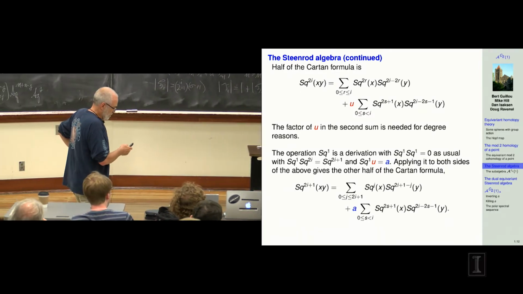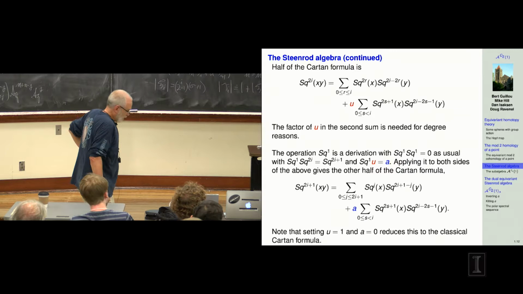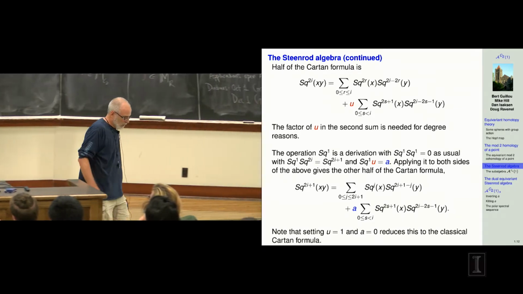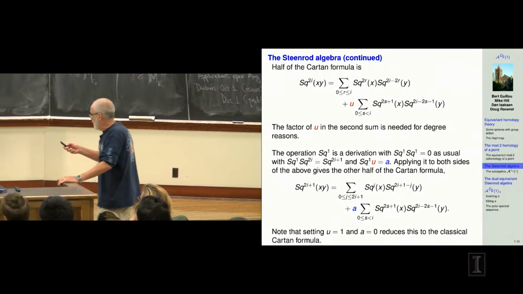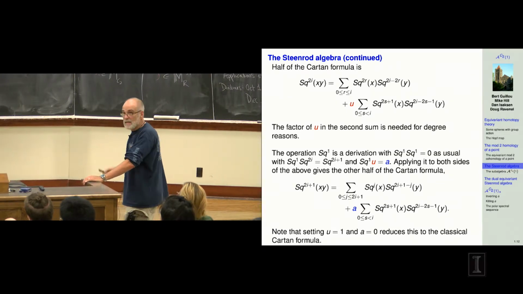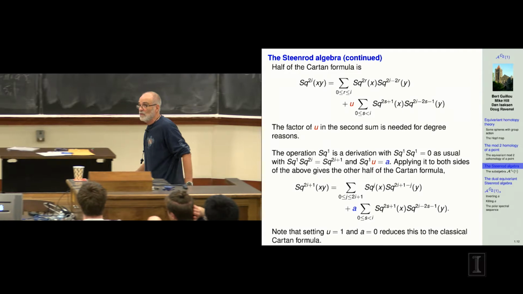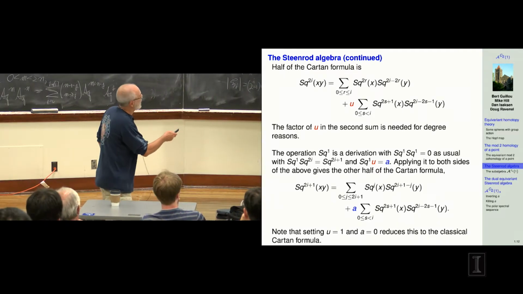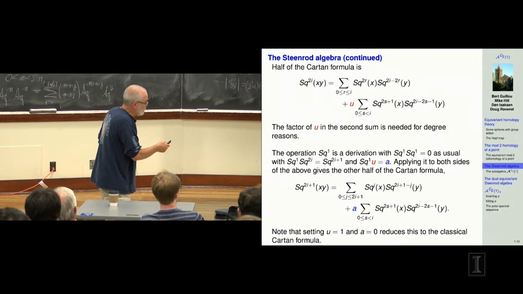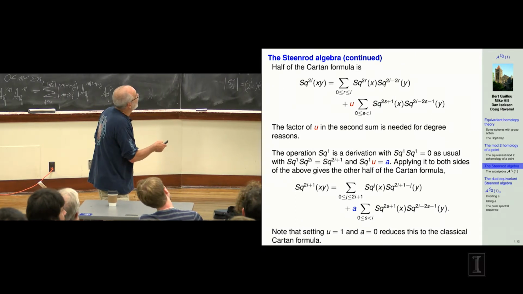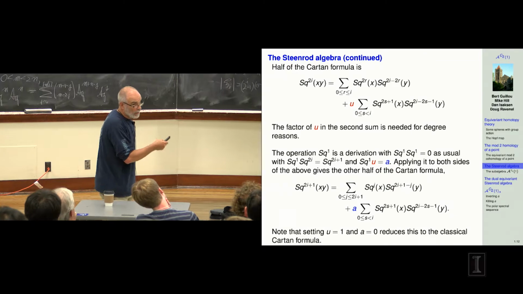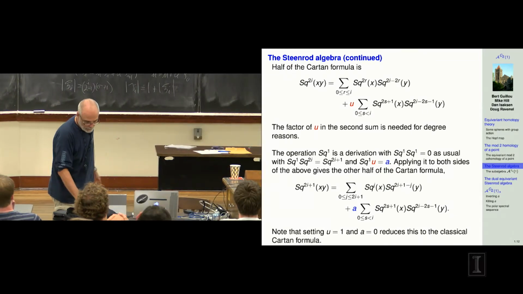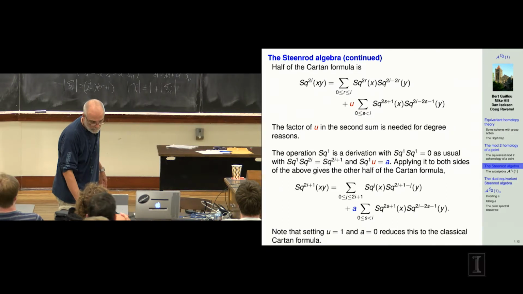Now, in general, when you have a formula in this C2 equivariant world, if you set u equal to 1 and a equal to 0, that'll take you to the classical case. So if you do that here, this unexpected term will go away, this u will become 1, and you'll have the classical Cartan formula. But this has a little more information than the classical Cartan formula.